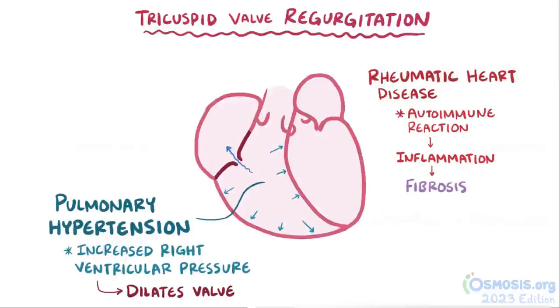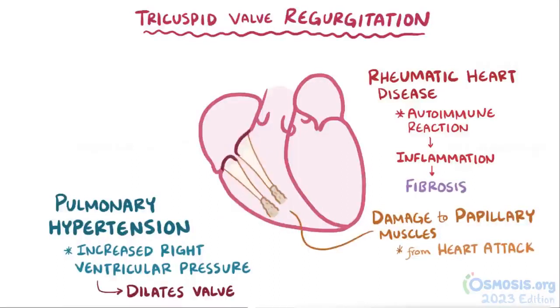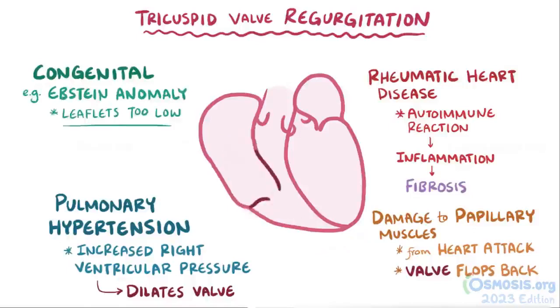Another cause of tricuspid regurgitation includes damage to the papillary muscles from a heart attack. If these papillary muscles die, they can't anchor the chordae tendineae, which then allows the tricuspid valve to flop back and allow blood to go from the right ventricle to the right atrium. There are also congenital causes, like Ebstein anomaly, which is when a person's born with leaflets that are located too low and are in the ventricle, rather than being between the atria and the ventricle, which makes it hard to form a nice seal.